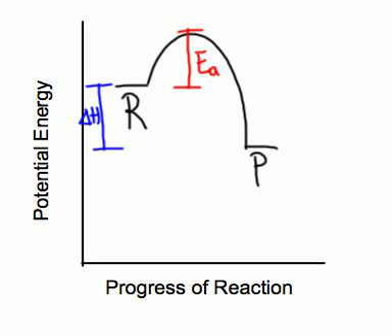At the top of that hump, at the top of the activation energy, is the activated complex. The activated complex is a sort of in-between state where the bonds in the reactants are starting to be broken and the bonds in the products are starting to be formed. It's a high energy state because of all the partial bonds.